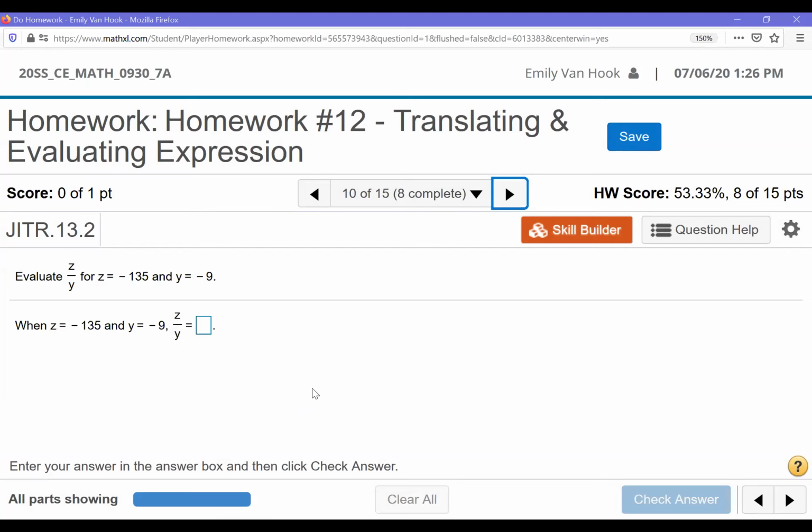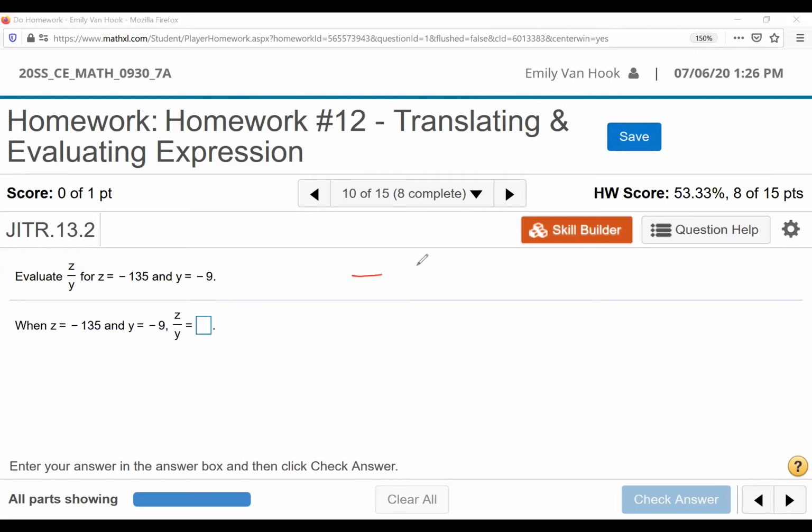Here's number 10, z over y. For z equals negative 135 and y equals negative 9. So I'm just writing negative 135 over negative 9, and then I just need to divide. 135 divided by 9 is 15. Negative divided by negative is positive. So my answer is just positive 15 for that one.